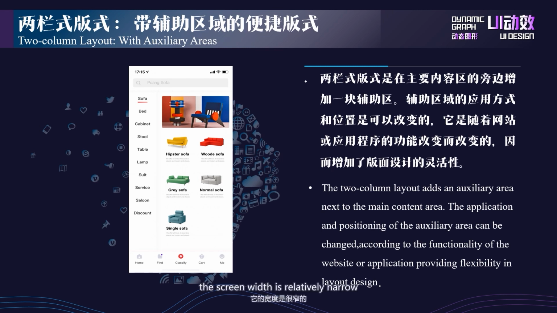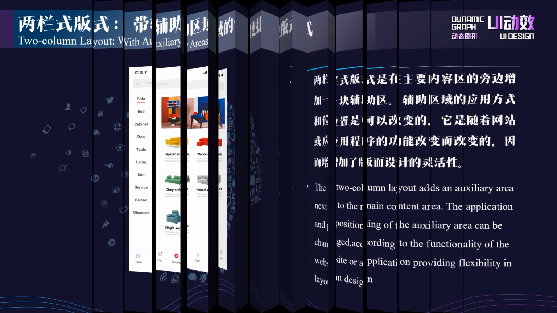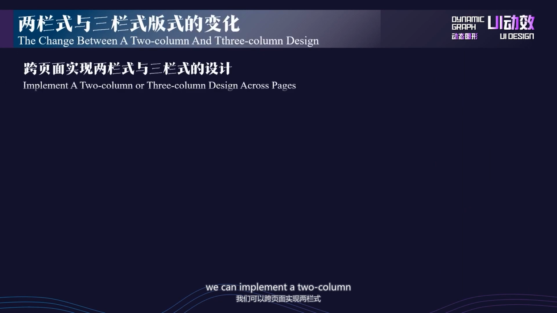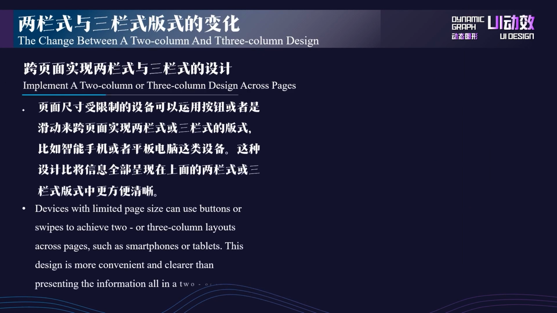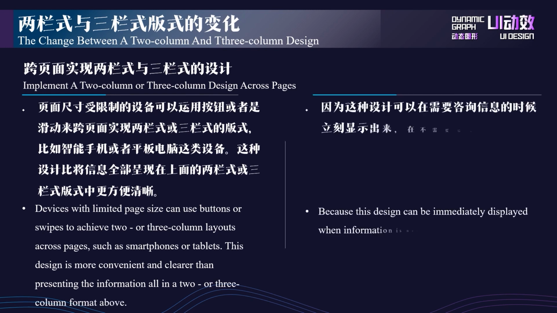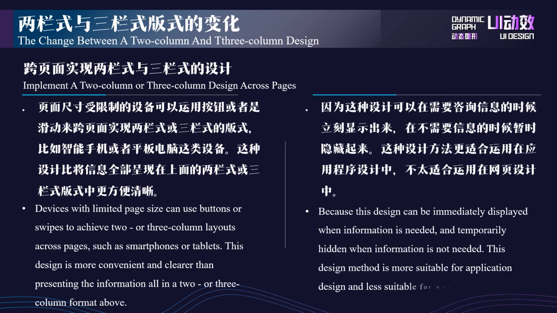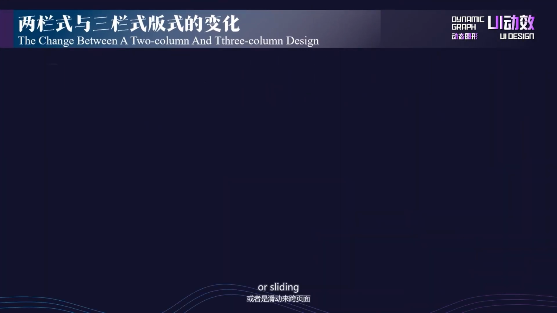Please consider the following on smartphones. The screen width is relatively narrow. If we design a two-column layout, each area will become narrower, which will affect the aesthetics. In such cases, we can implement a two-column or three-column design across pages using buttons, or sliding to display.